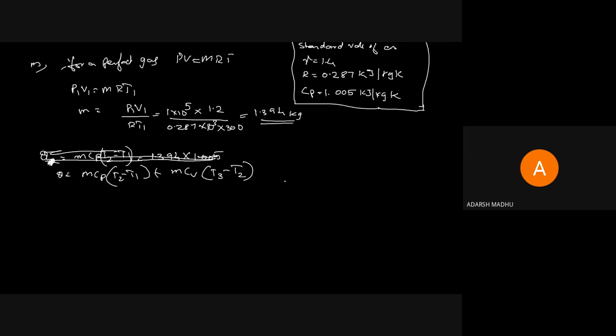From here we know that T3 equals T1. So we can write MCp T2 minus T1 plus MCv T1 minus T2. There are M and T2 minus T1 here, and M and T1 minus T2 here. To take them out as common, both terms should be alike.